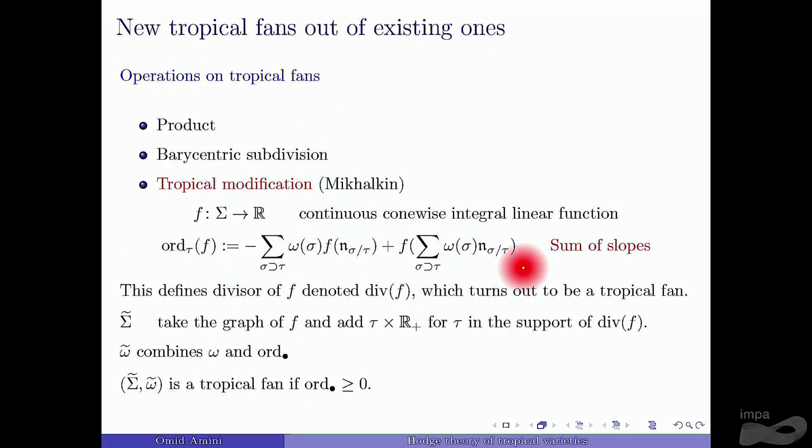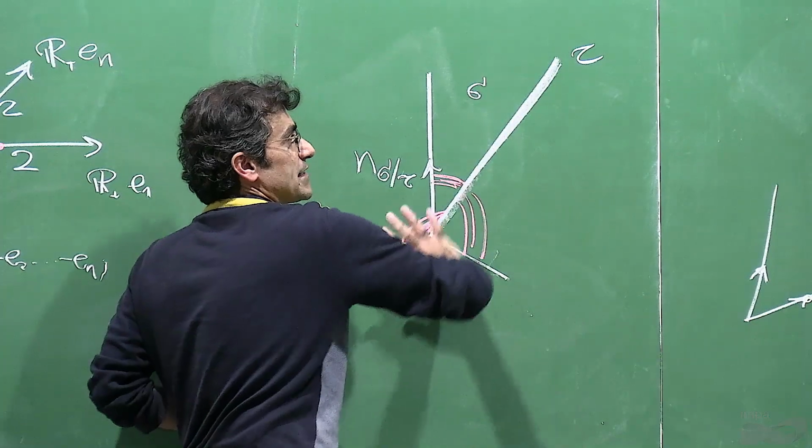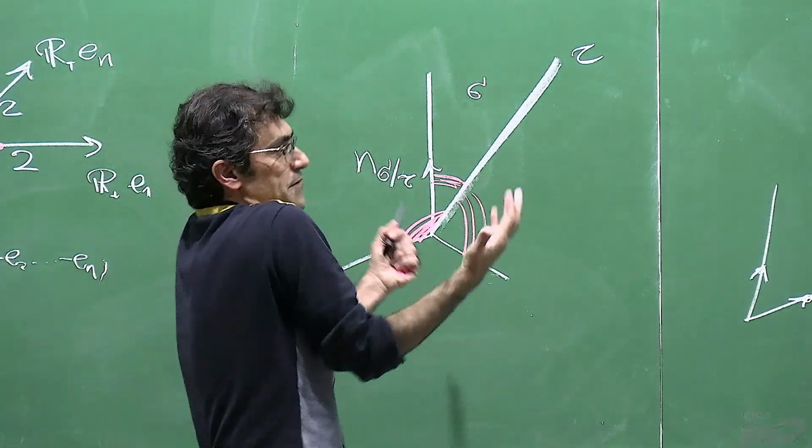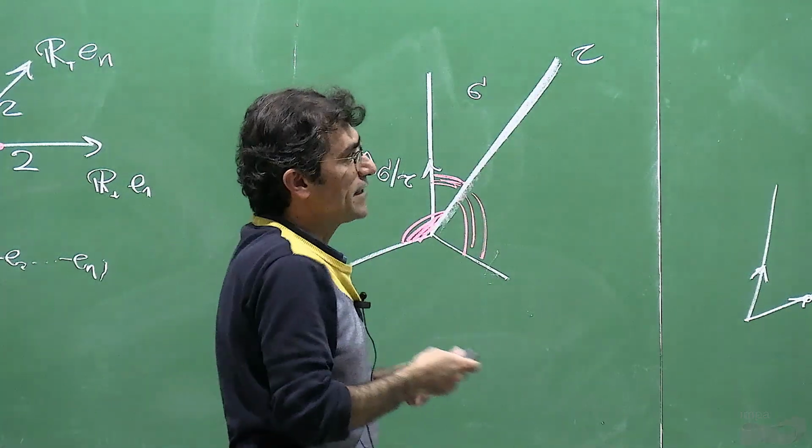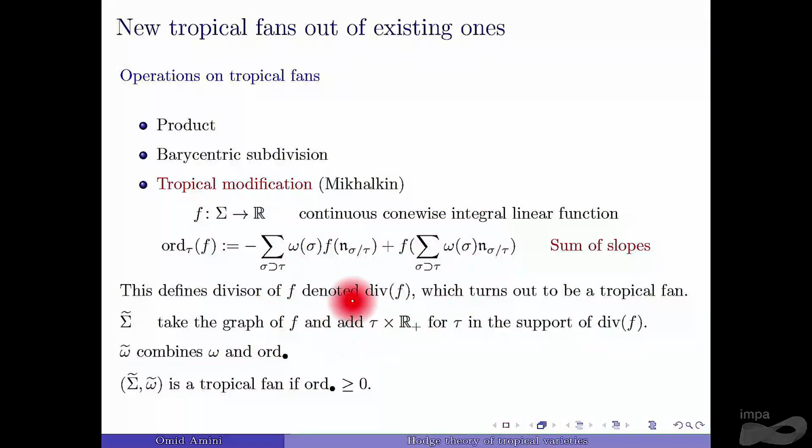And then I add a correction term, which is given by taking the value of f, adding the weighted sum of n sigma tau's. So the weighted sum of n sigma tau is parallel to tau. So I know that my function f is linear on tau. It's given by a linear function, which is defined on tau. I can evaluate f at this vector.